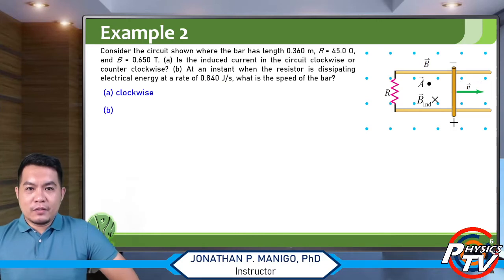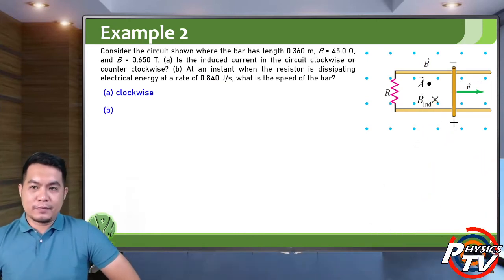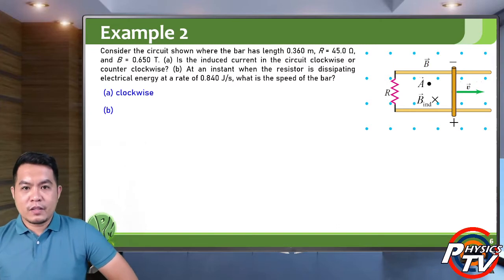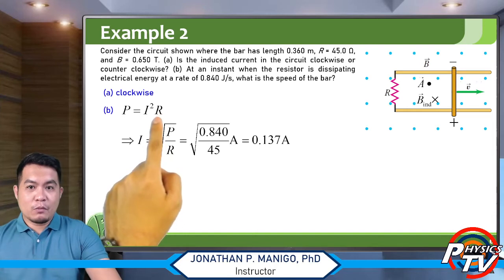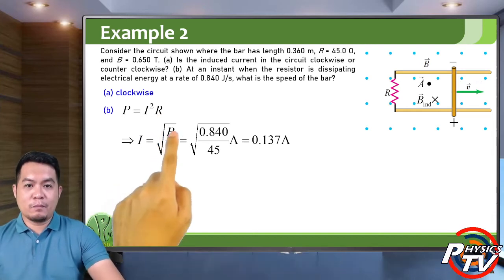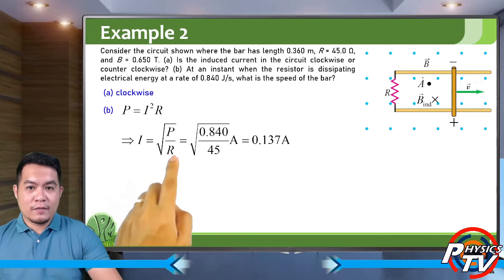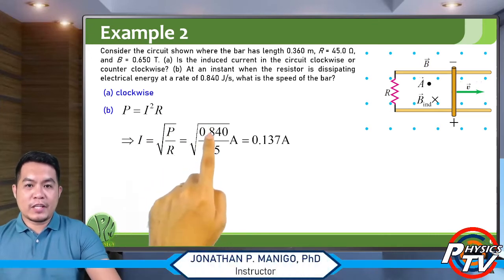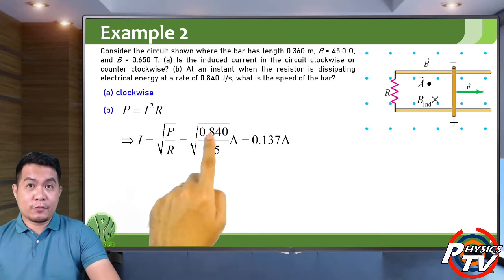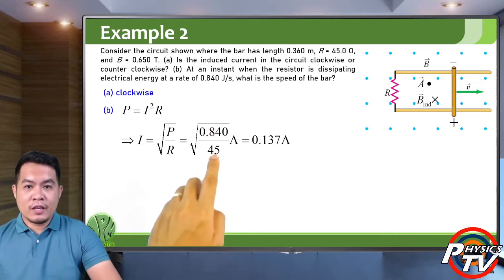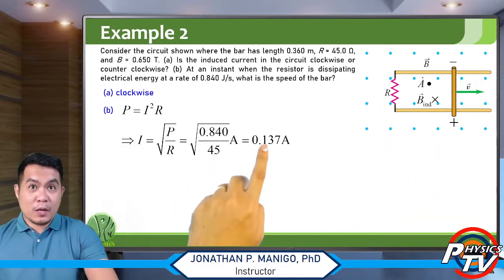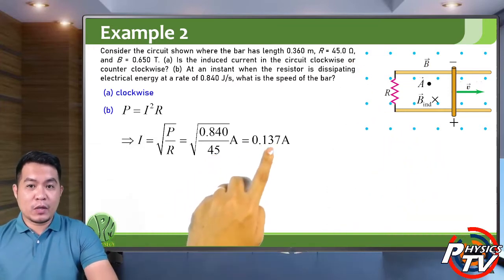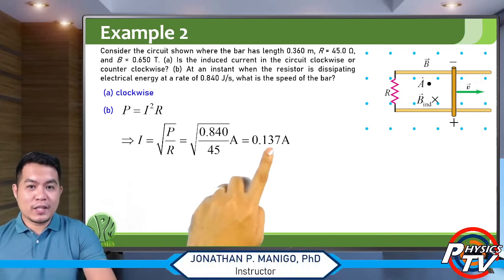So given the power, by the way, this is the direction of the induced EMF into the page. The power is just I squared times R. So meaning we can now solve for the current. It's just the square root of power over R. So substituting the values, power is 0.840 joules per second or 0.840 watts over 45 ohms. So therefore the induced current that flows through our circuit is 0.137 amperes and its direction is clockwise.